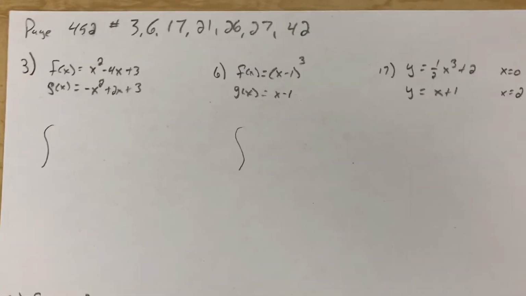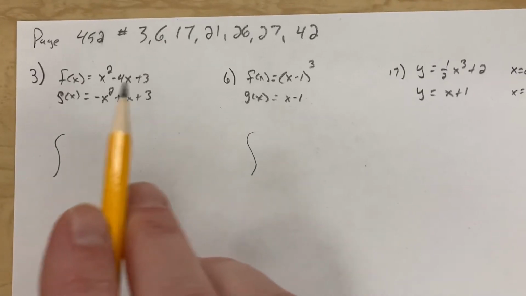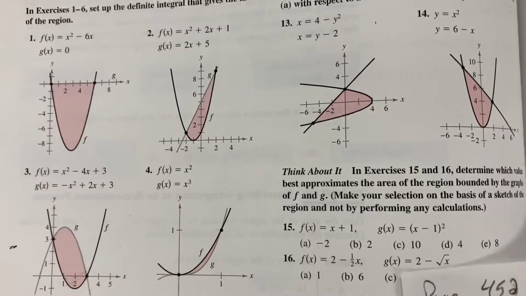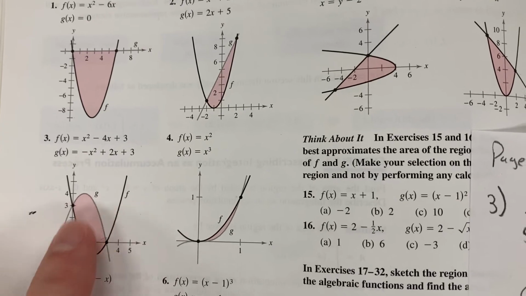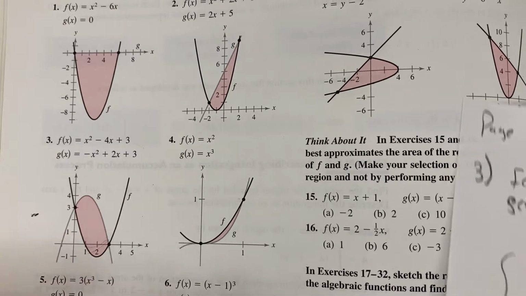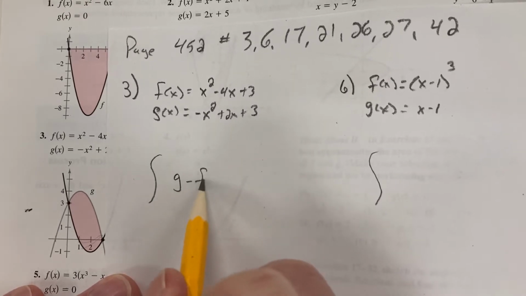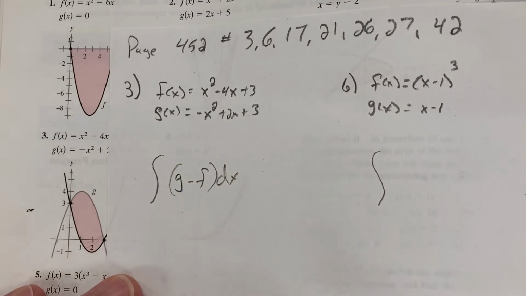All right, these are the answers to page 452. 3 and 6 just want us to set up an integral that would represent the area in between these functions. So if we look at number 3, we can see that the g function is the top function in this, the f function is the bottom. So when I go to set this up, I'm going to set this up as g minus f, and then dx. And then I need to know where it starts and where it stops.